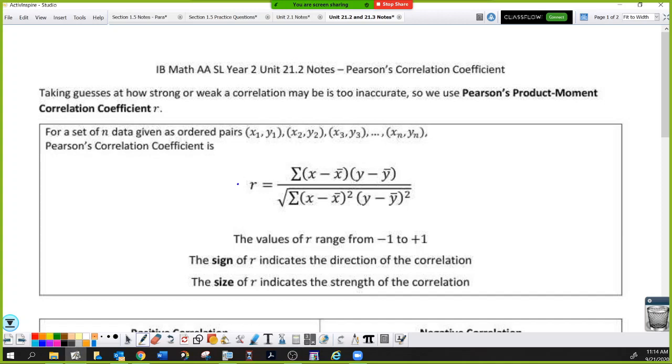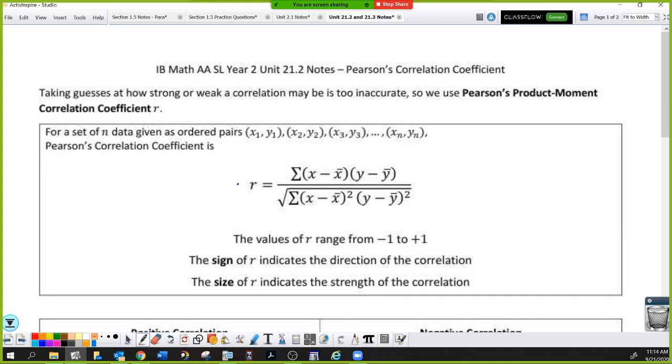You see on top, we have the product of the distance between every term and the mean of the x's, and the distance of every term and the mean of the y's. You multiply those, and then you add them. That's a lot of stuff. Now on the bottom, you got the same idea, but you're squaring both of those things. Then you're adding them, and then you're taking the square root. It's a lot going on here.